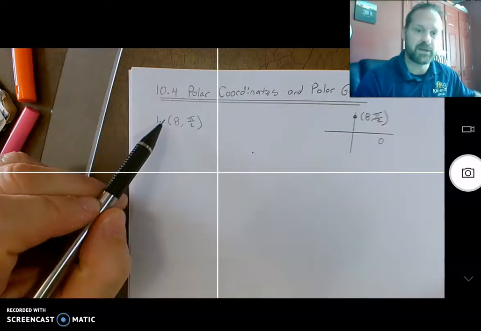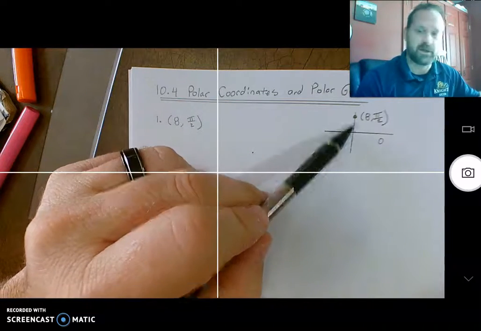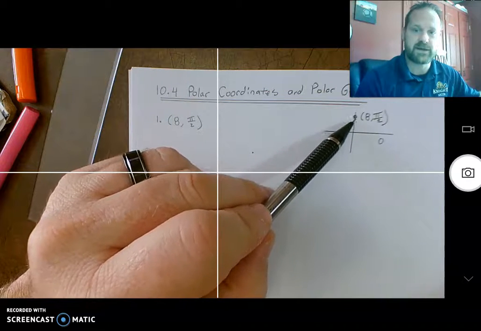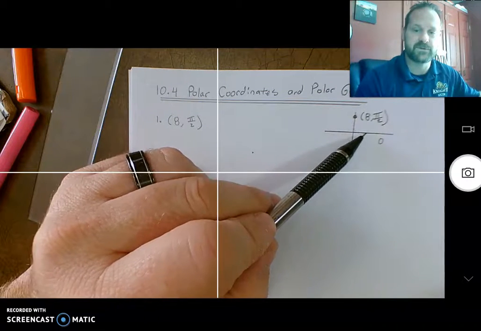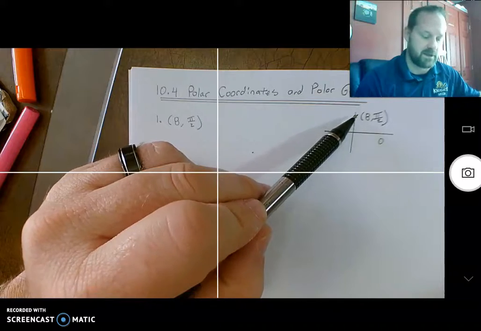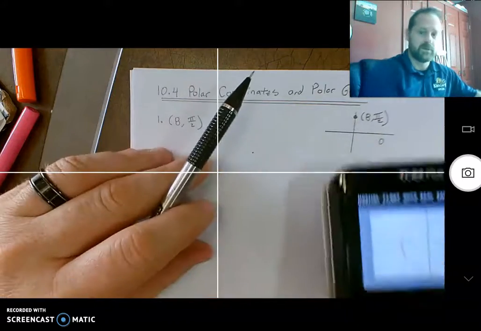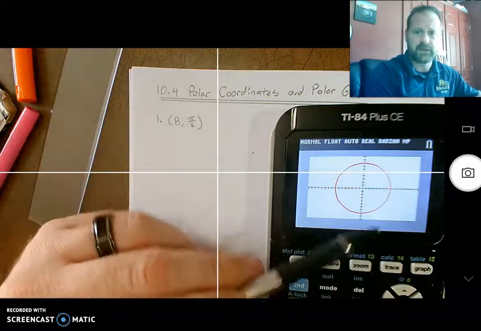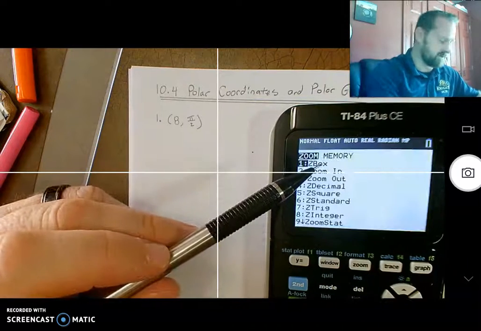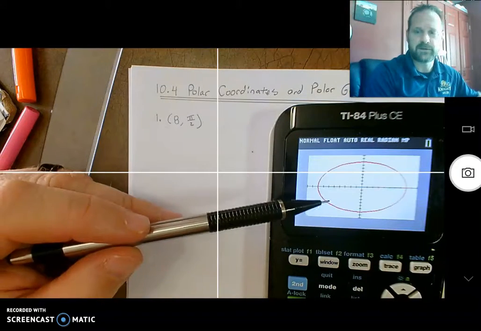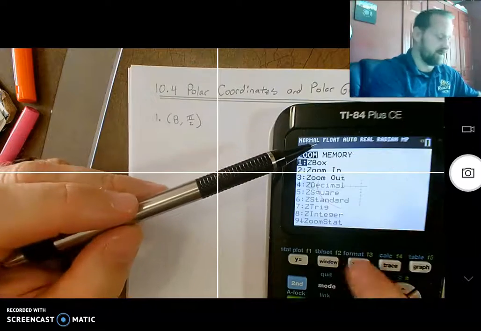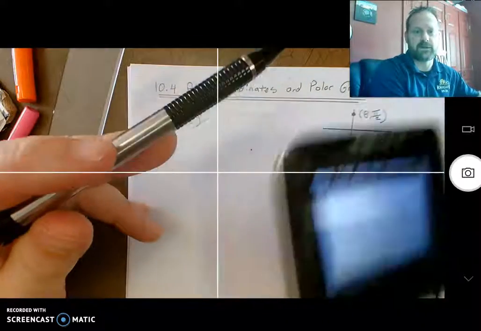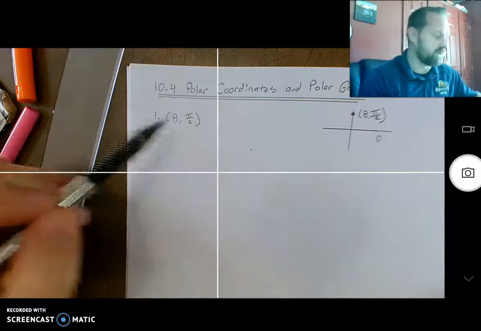Here's a polar point, 8 comma pi over 2. Plot it, and it's like, yay, it's a point. So it's 8 units out, and pi over 2, so 90 degrees. Doesn't look as cool. But if I bring up the graph in polar mode, and I did zoom 6 like normal, it looks like an ellipse. But if I hit zoom 5 and square it up, it makes it look like the circle that it is.